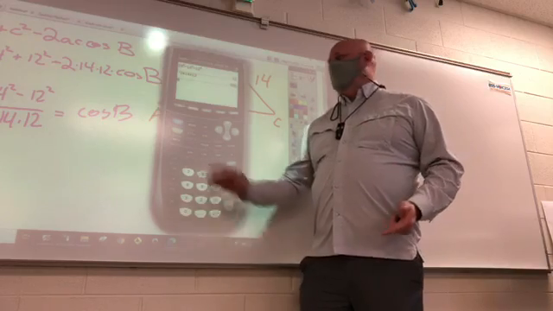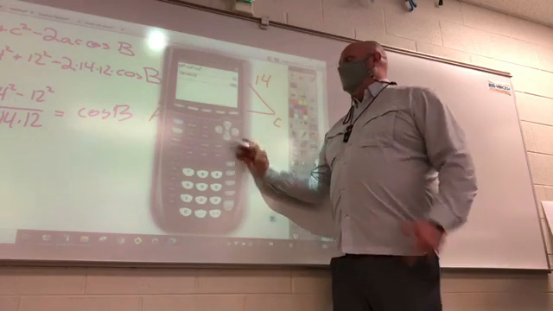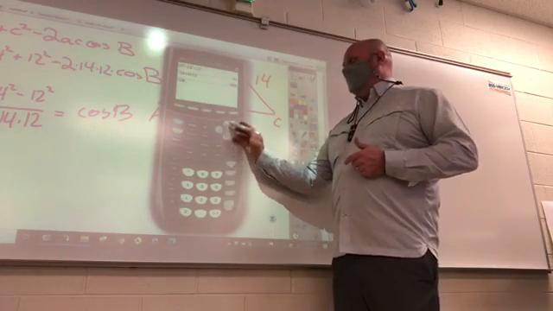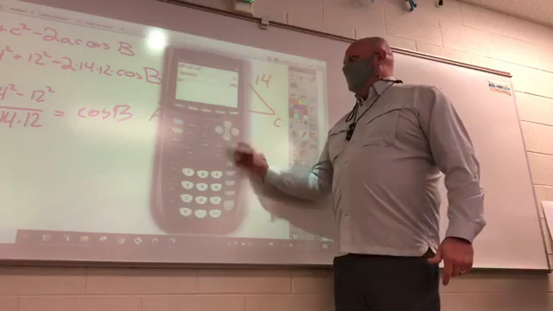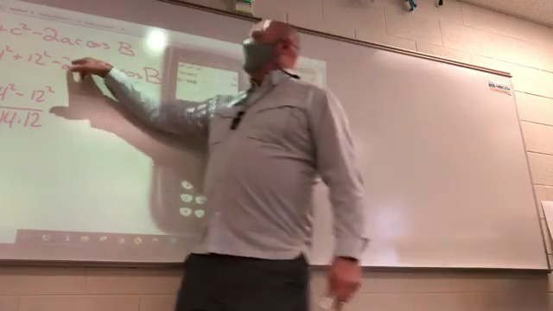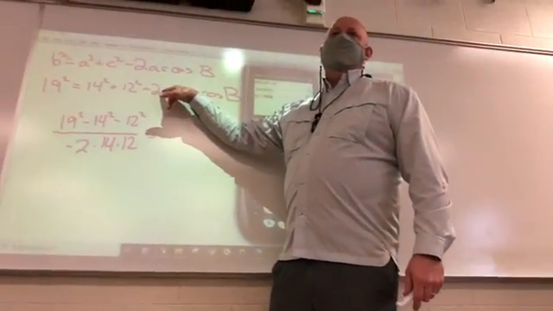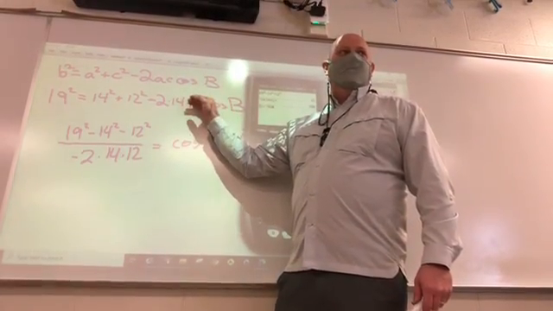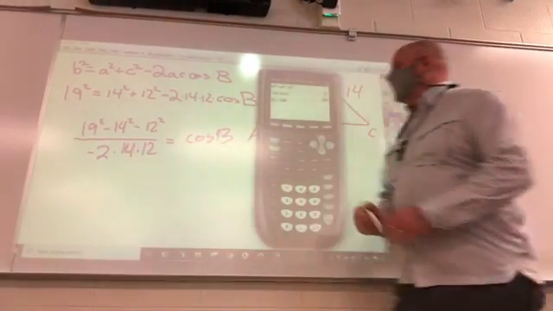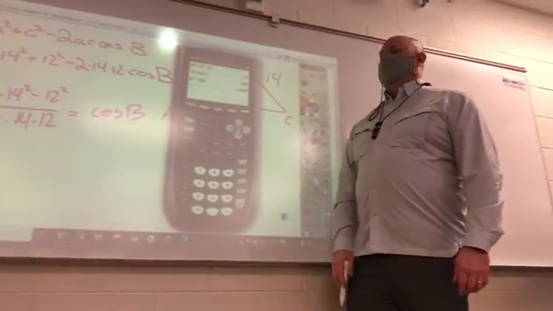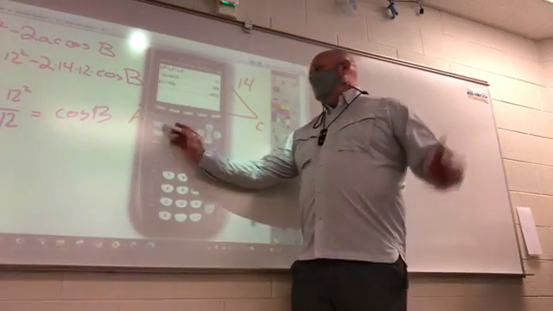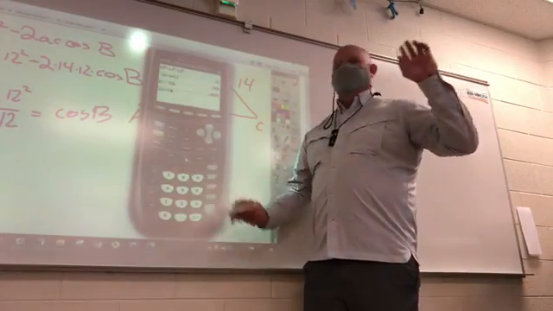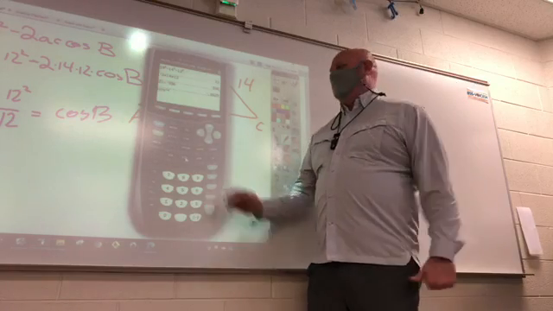Then what? Then divide. You're going to divide by that. Don't make the mistake of adding this to the other side, because this is not connected with subtraction. It's connected with multiplication. Does that make sense? It's a common mistake. What's the next step? Inverse cosine. This is the law of cosines. Don't press the sine button.